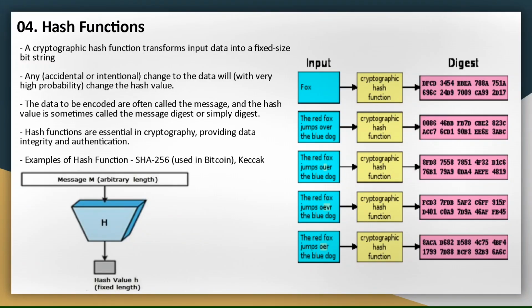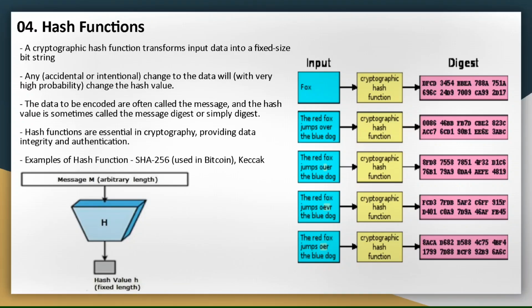So next is the hash function. Why are we understanding this hash function? It is a part of encryption. We will later get to know where hash is performing its main operation in encryption. Basically, hash functions are cryptographic hash functions which transform an input of any size into a fixed-size bit string.